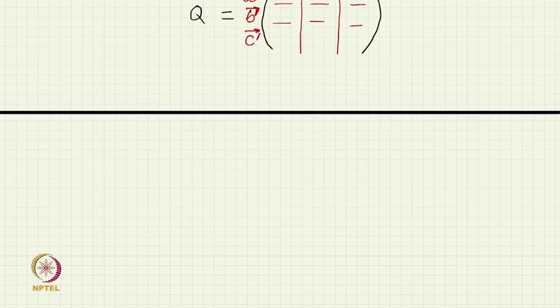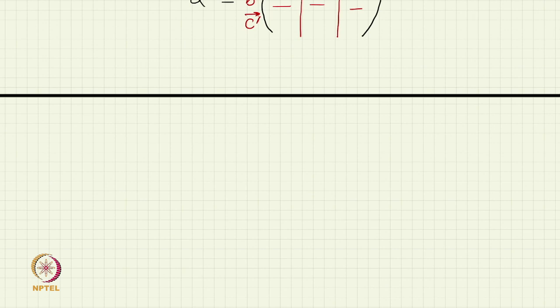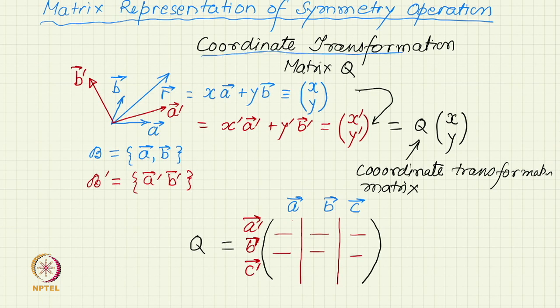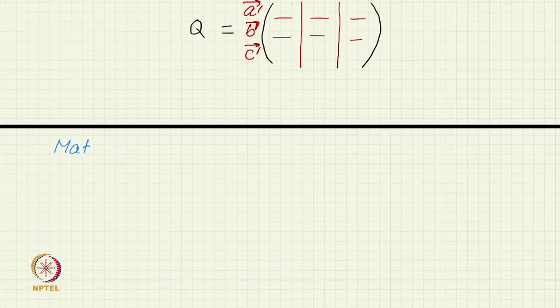In symmetry operation, there is a slight difference, although algebra is very similar. There also you have to set up a matrix and you have to multiply matrix and all the properties of matrices of course are true, but there is difference in application. So, we have to look at it once more. So, that was a matrix, Q was a matrix representing coordinate transformation. Now, we want to set up a matrix representing a symmetry operation.